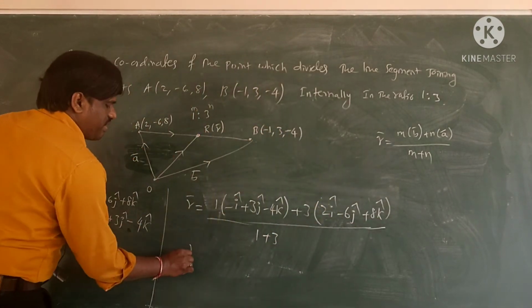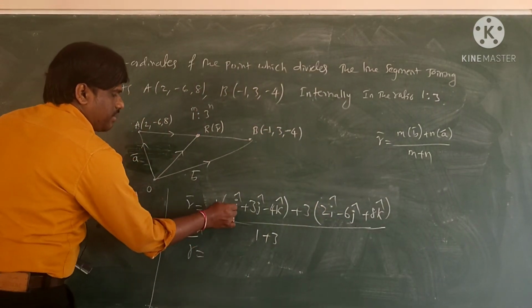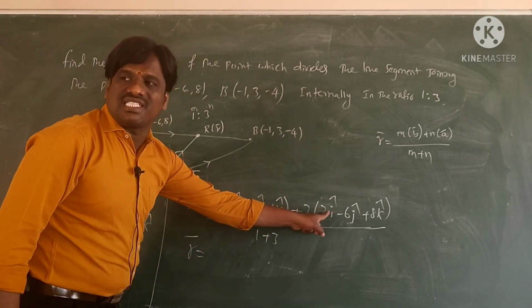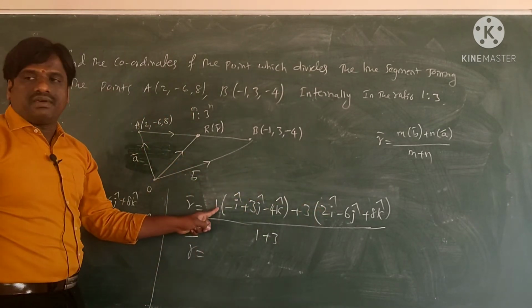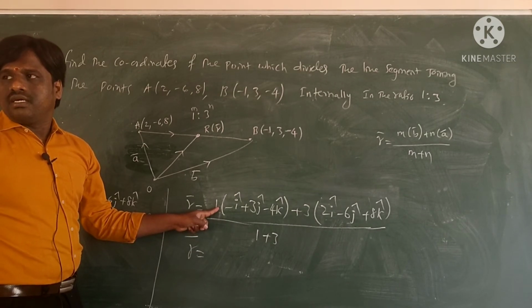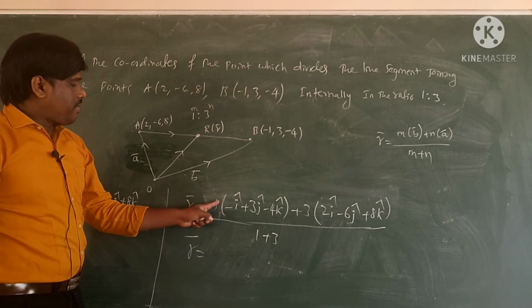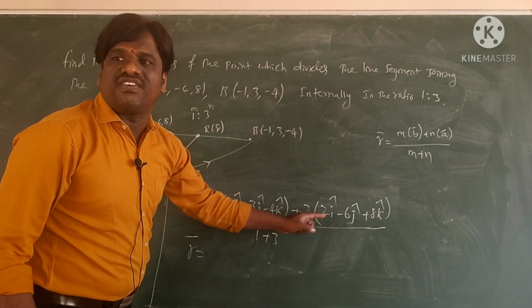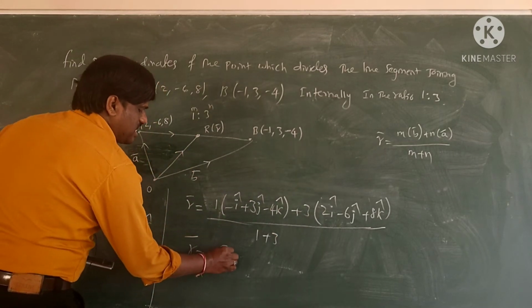So what do I get? R vector is equal to, see here, you multiply 3 twos are 6, and this is minus 1. Minus 1 plus 6 is 5. You have to write components, right? So 5i cap.